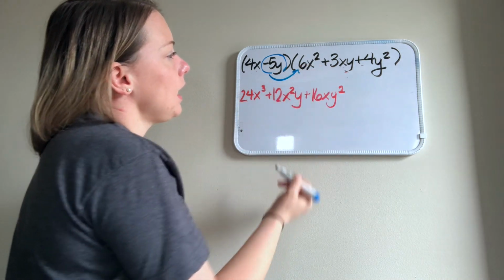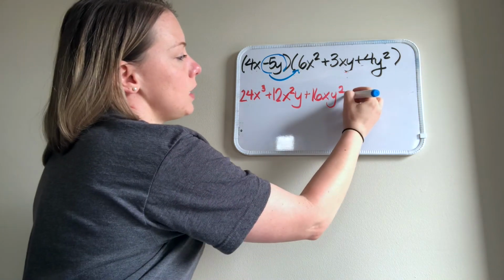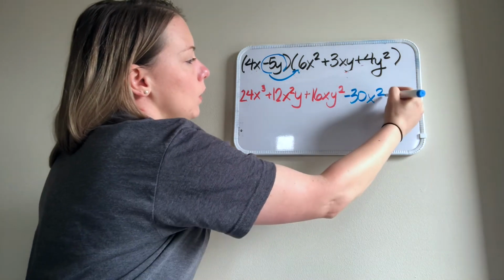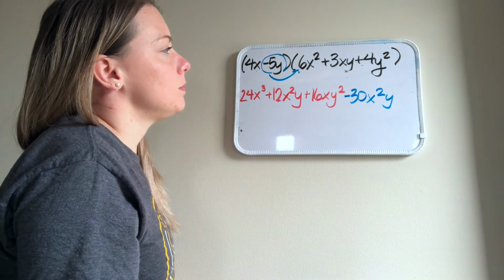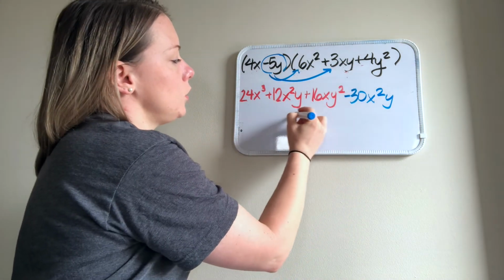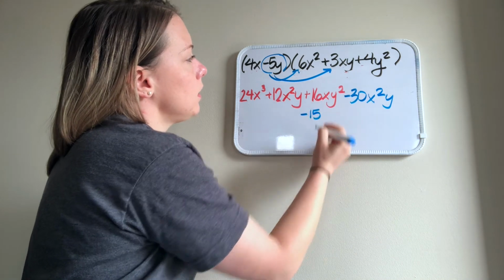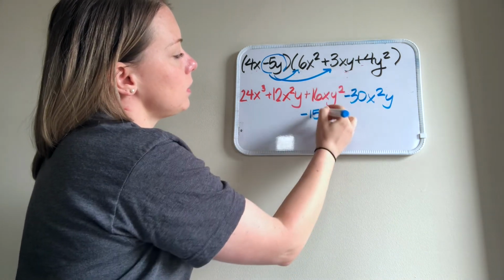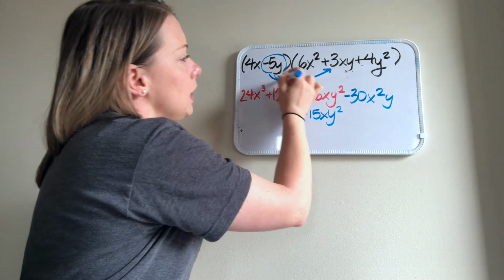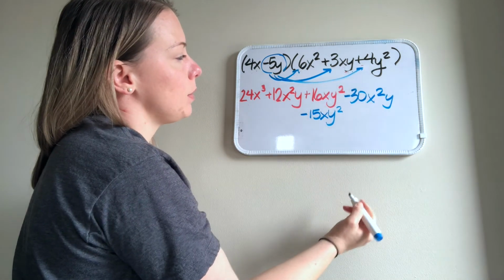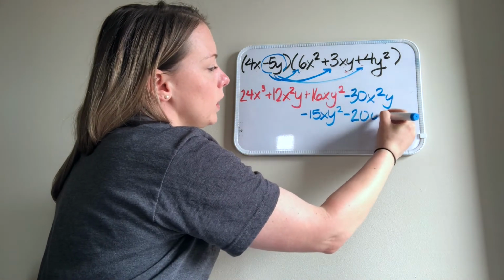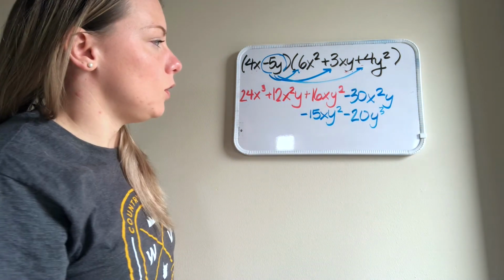So I have a negative 5 times 6, which is actually a negative 30. And then my x squared stays the same. My y stays the same as well. Then I have negative 5 times that positive 3, which is a negative 15. And then I have x, and then a y times y, which produces y squared. Last one, I have a negative 5 times a positive 4, which is a negative 20. And then I have y times y squared, which is y cubed.